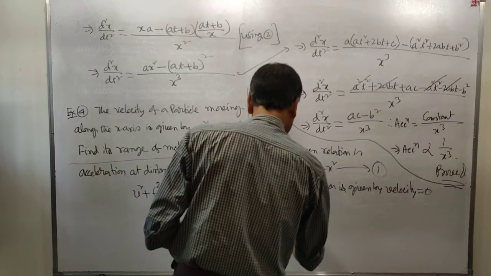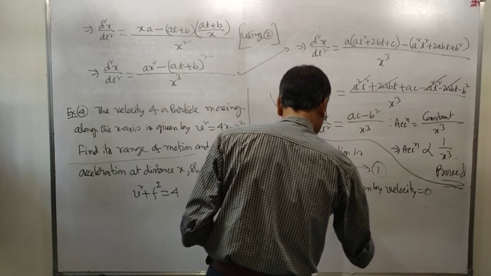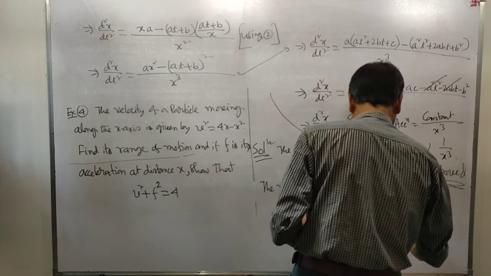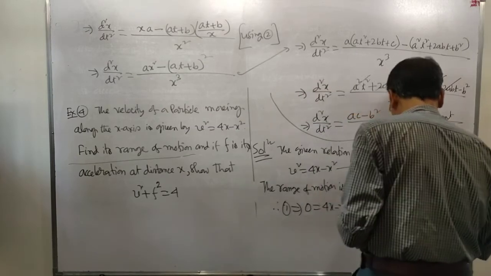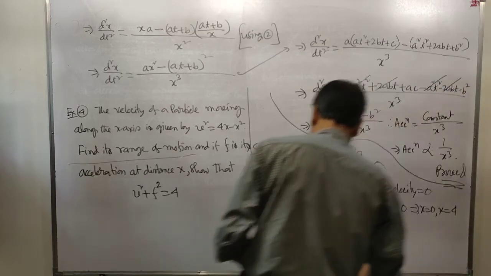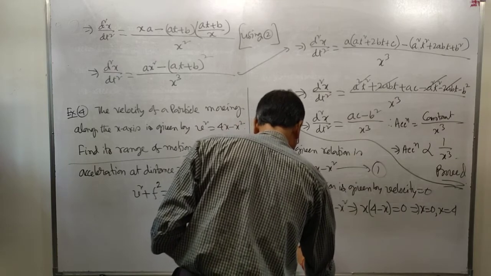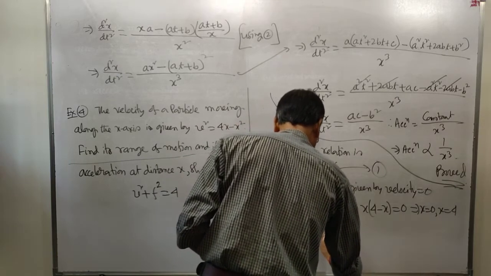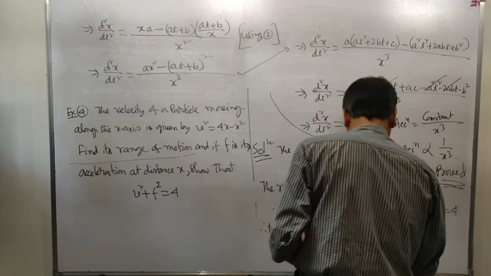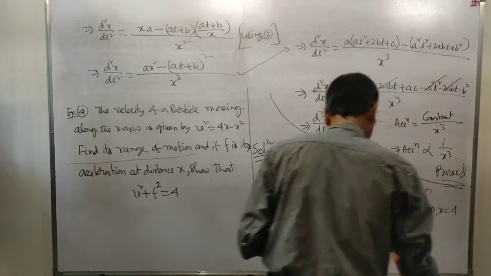Therefore, equation 1 implies 0 equals 4x minus x square. This means x times (4 minus x) equals 0. This means x equals 0, x equals 4. Therefore, the range of motion is 0 is less than or equal to x is less than or equal to 4.